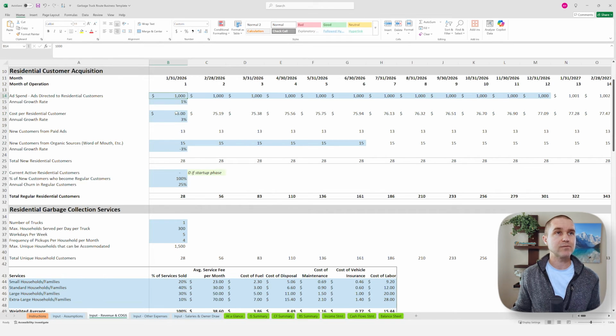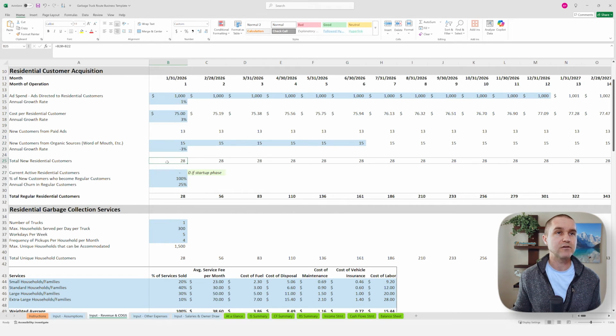So if we spend $1,000 at $75 per customer, that's going to give us 13 new customers a month from paid ads. And let's say we're also working on organic sources and word of mouth, and we're going to get 15 new customers a month from word of mouth. And we have an annual growth rate of -3%. So the idea is that maybe over time it'll be harder and harder to get new customers because customers will have heard about us and it may actually get harder to bring on new customers.